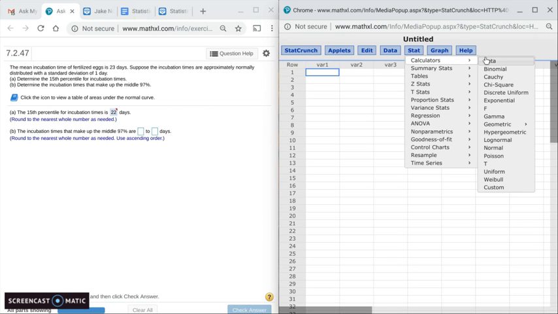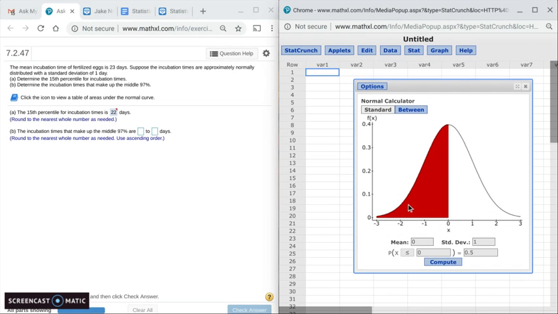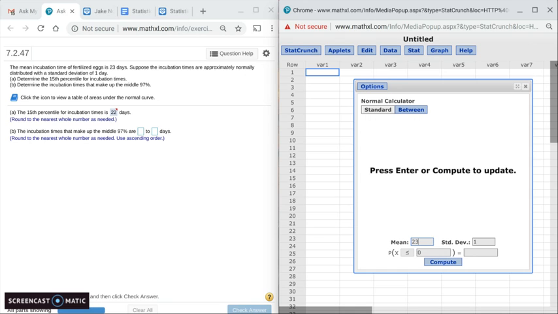Okay, so right here, this is half the distribution. The zero would give us the 50th percentile of the normal standard curve. Of course, our normal curve has a mean of 23 and a standard deviation of 1.